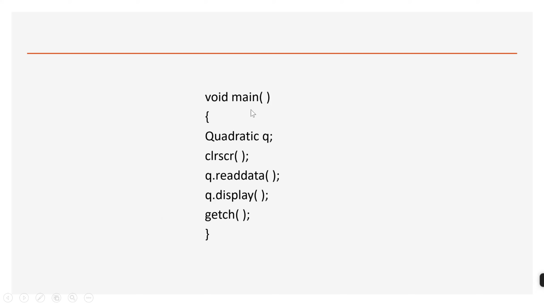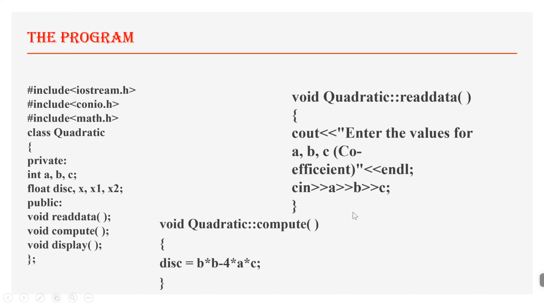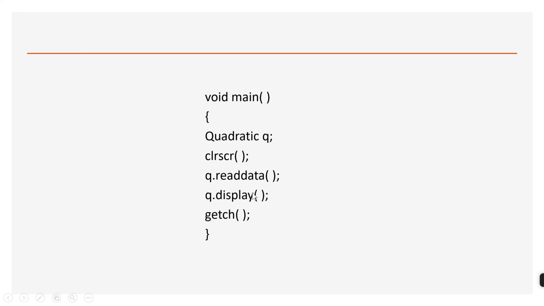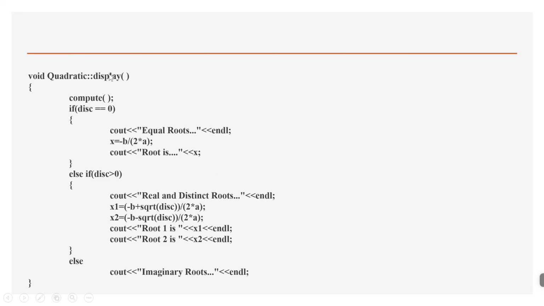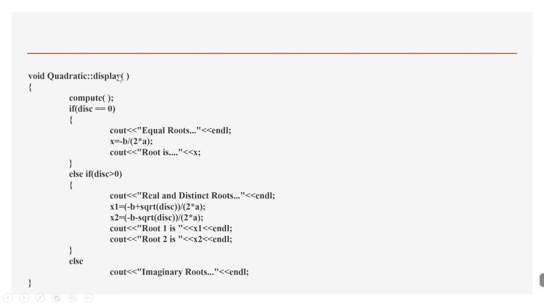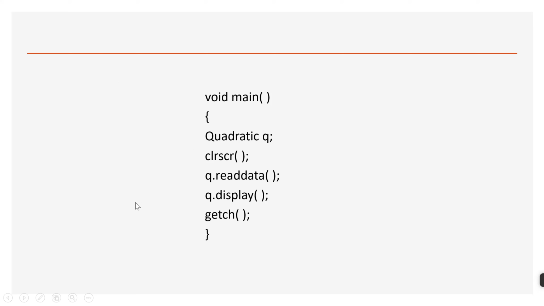So in the main program, I will create an object called Q of class quadratic. I will read the data, wherein I will be reading A, B and C. Then I will go to display. So straight away I will execute this, which in turn will run another function called compute under this function. Based on that, the condition takes place here to find out the roots of a quadratic equation. So that's all in the quadratic equation program. Thank you.